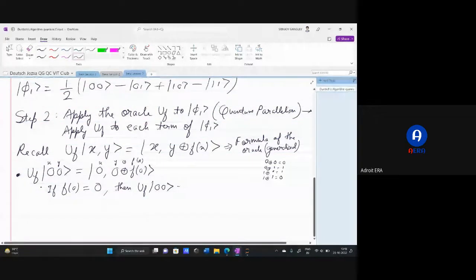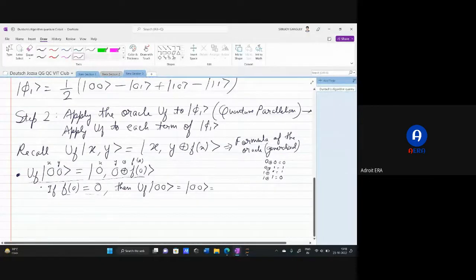So therefore you need to apply that, and once we apply that, U_f to ket 0 0, and once you solve that, you are going to get ket 0 0. You can easily solve it for f of 0. For f of 0 we have taken it to be 0 here, therefore just put this value in this formula. f of 0 is 0, and then 0 XOR 0 is 0. So you will get 0 comma 0, right? So U_f of 0 0 becomes 0 comma 0, that means 0 0. That is how I am writing it.